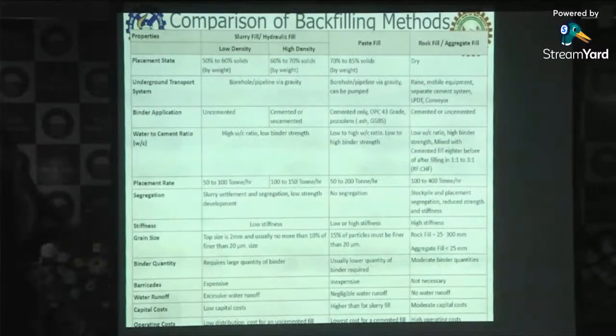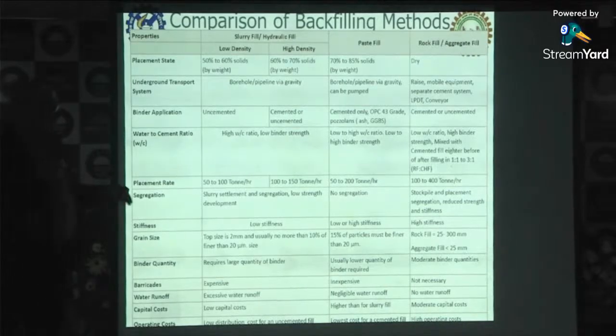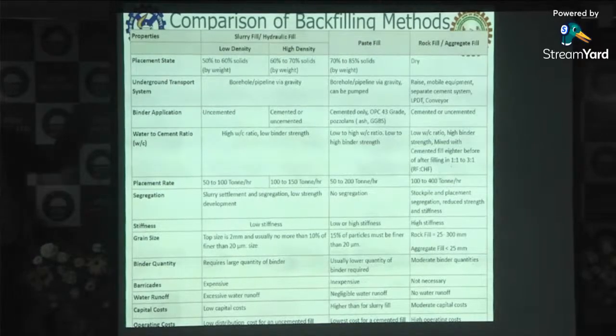Barricades are very expensive for low density slurry fills and cemented fills, but inexpensive for paste fill, because paste is a highly viscous material. We need only muck and a little bit of shotcreting, which is good enough to retain the paste fill. So the cost is less. For rockfill, a barricade is not necessary because it retains itself by its angle of repose. Water runoff is excessive for hydrofills, with a lot of pumping costs involved. Water runoff is negligible for paste fill, and there is no water runoff for rockfill.